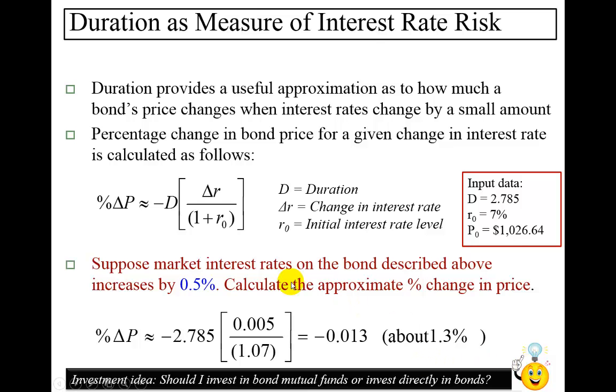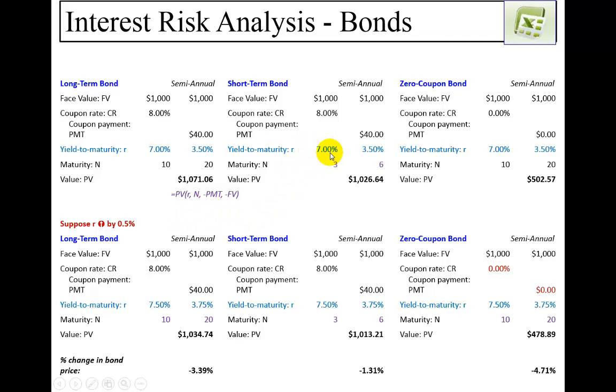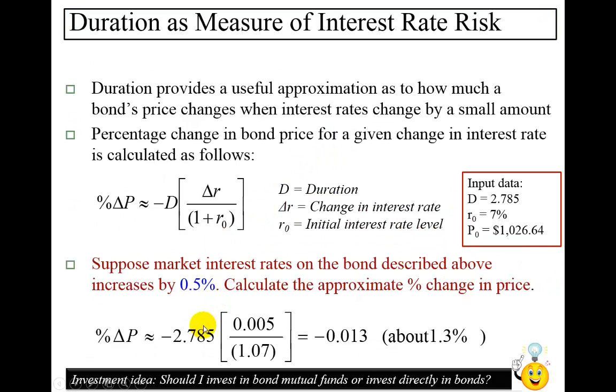So now, using this approximation, we find that the percentage change in the price of this bond, given its duration of 2.785, is going to come out to be about 1.3%. Now notice, delta R is the change in interest rates. So if we expect interest rates to change, in this case to go up by 50 basis points, or 0.5% in decimal form, that's what it is. Divide that by 1 plus the current level of interest rates, which is 7%. If I go back here, you see that to be the case, 7%. Going forward again, so that's how we get this.